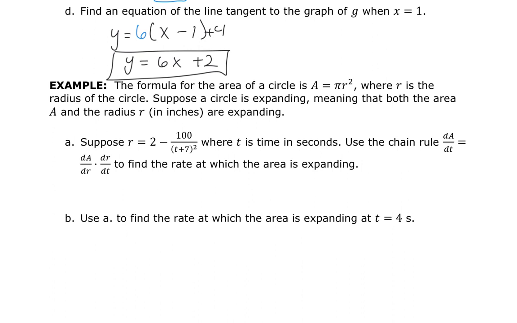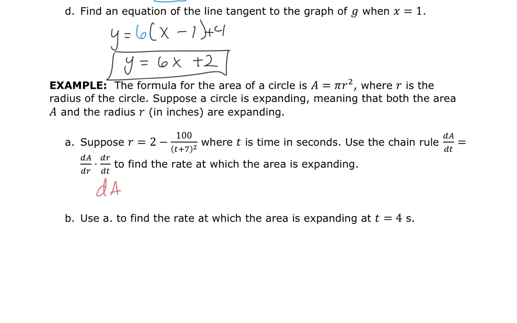They're also telling me to use the chain rule, dA/dt is equal to dA/dr times dr/dt. What does that mean? Basically, I'm going to take the derivative of the outer function, which is the r squared, and then multiply by the derivative of the inner function. That's all it's asking me to do. The original function A is in terms of r only, but r is in terms of t, so I have to use the chain rule to find the derivative of A with respect to t.